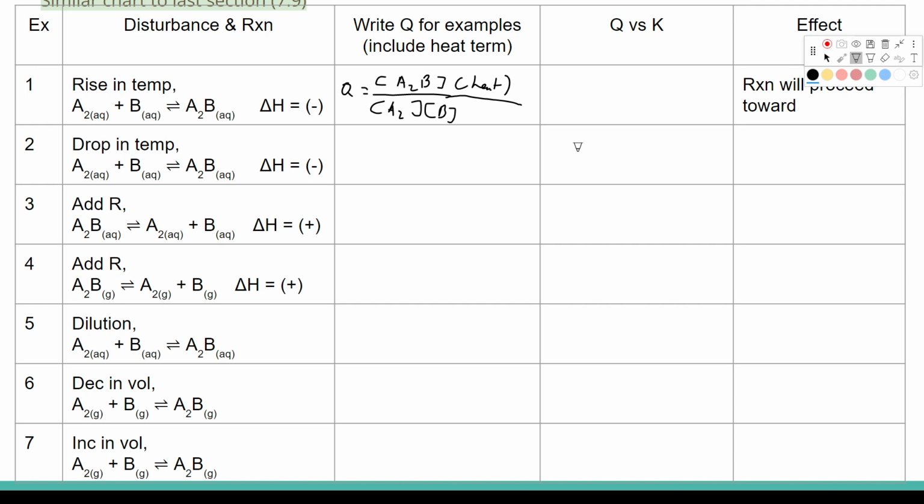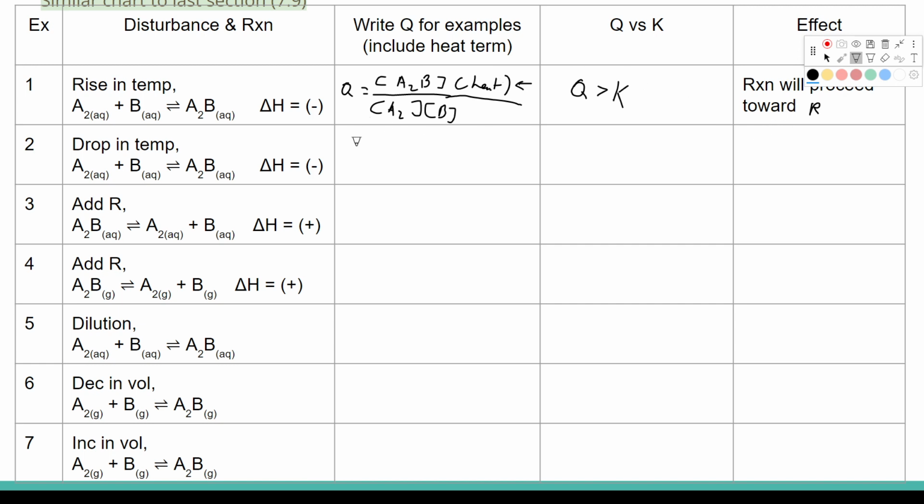And so if I'm increasing the temperature, I'm increasing the product side. And so when I increase the numerator, that means my value for Q is going to be more than K. So the reaction will proceed toward the reactants because I have too much product, I have too much heat. And so I'm going to increase the reverse rate.